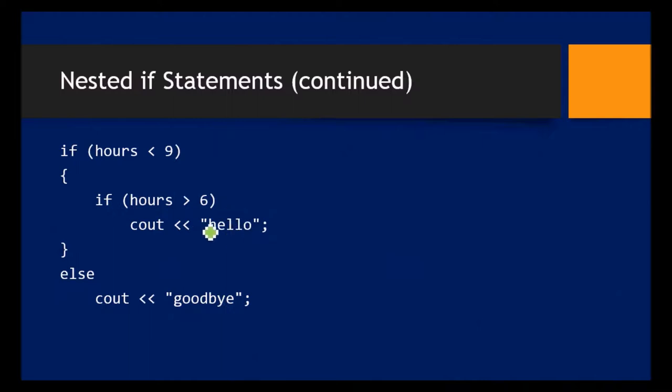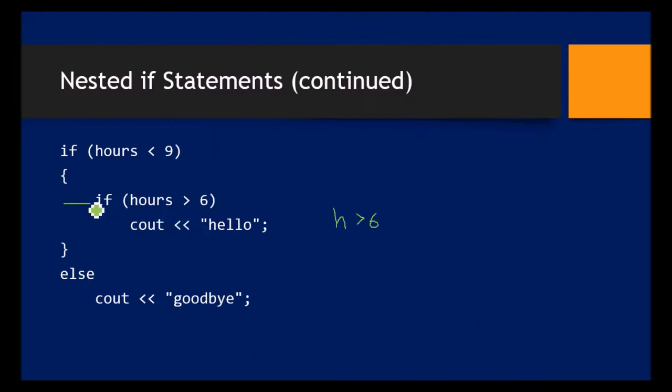To run the cout statement, this if needs to be true. So hours greater than 6 must be true. When hours is greater than 6, this line of code will run. I'm just going to make a comment over here, I'll use the letter H, and say hours greater than 6. That's when this runs. That's when it displays hello.